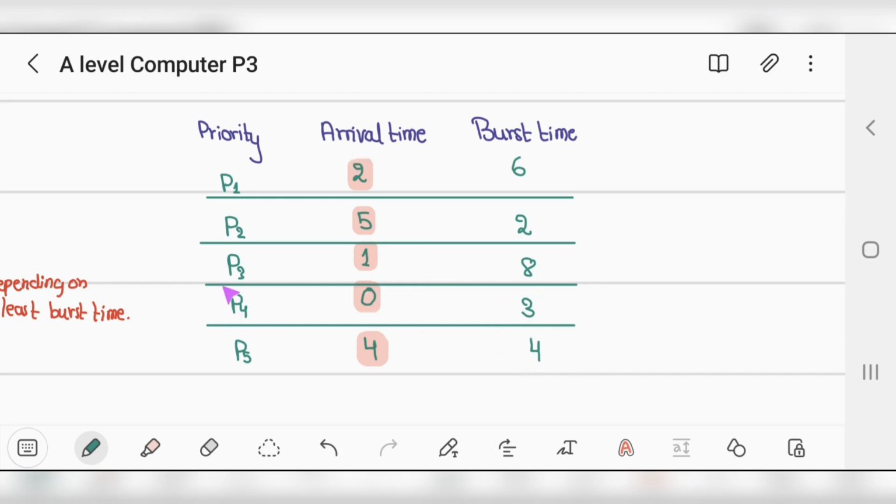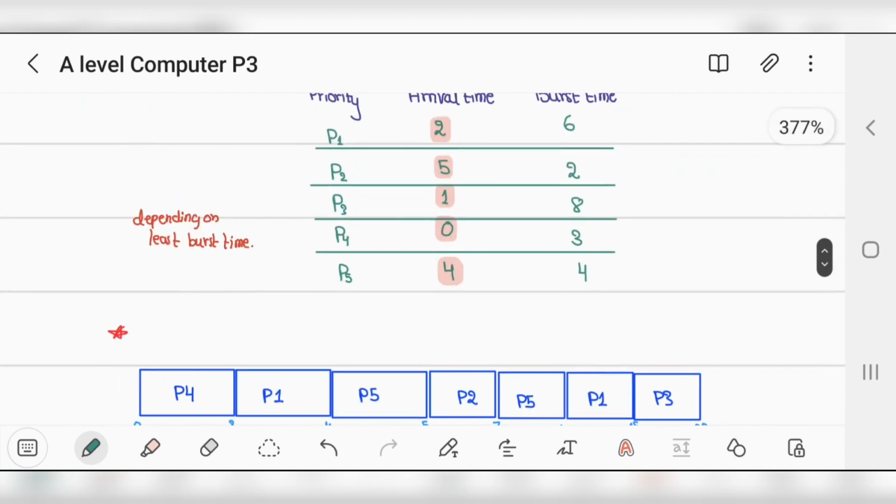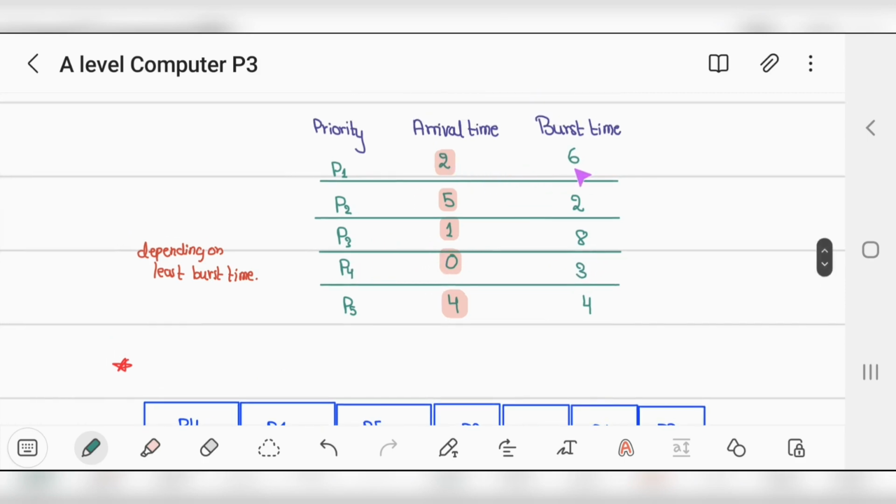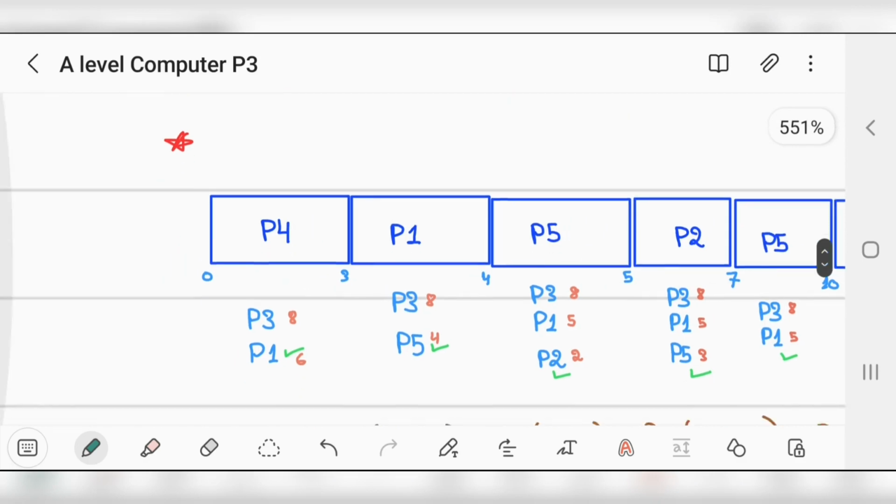So the one with the least burst time has the highest priority. Supposing P4 came first, and while P4 was executing, P3 also came. Then we compare them. P3 came after 1 second, but P4 still had the least burst time. It keeps continuing, and after 2 seconds P1 came, but again P4 and P1 were compared, and P4 again had the least burst time. It will keep on resuming its execution, and then it completes its execution.